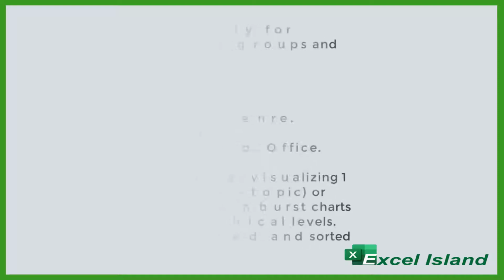The number 12 and number 13 types of chart and graph we'll be looking at are called the Treemap and the Sunburst charts.